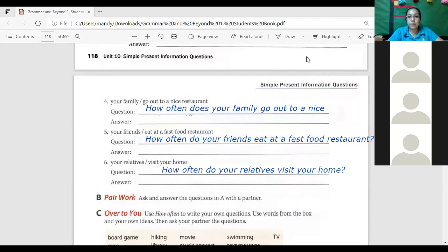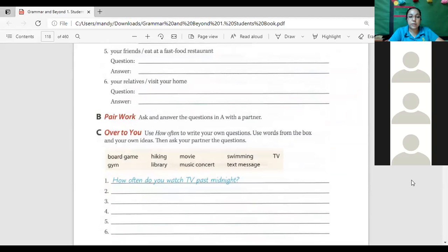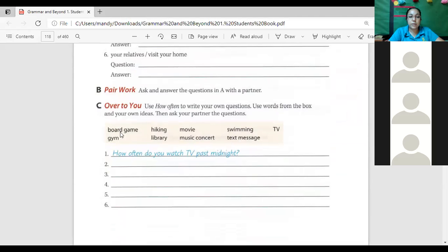Okay, I think that you finished, yes? Okay, excellent. Let's continue. We have this one. We only check the verbs or the words that we have here in the box: board game, gym, hiking, library, movie, music concert, swimming, text message, and TV. In that case, we write different questions with how often. We use different words from the box and your own ideas. Only think about the questions, yes?